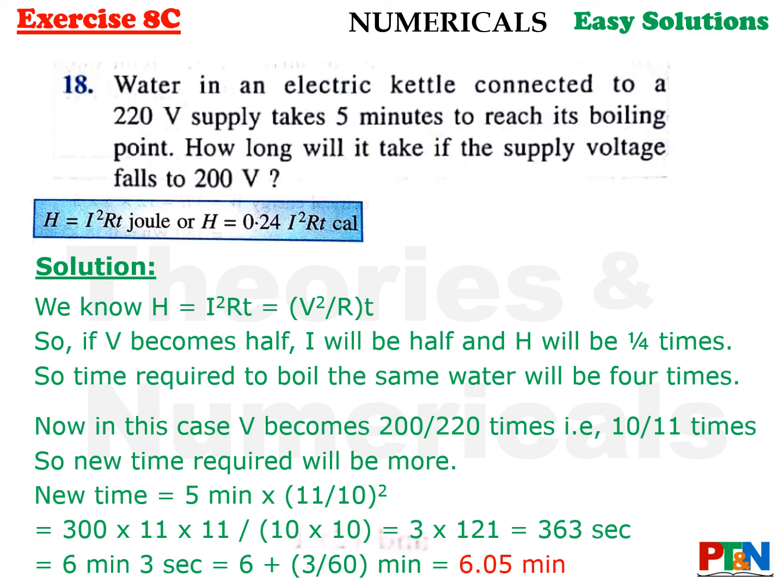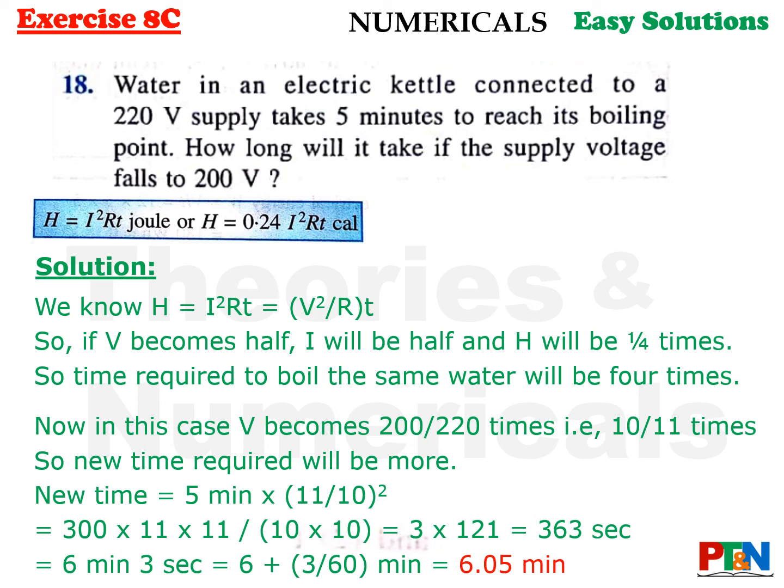of water. Now in this case, V becomes 200 by 220 times, that means 10 by 11 times. So time required will be reciprocal of square of that much times. So time required will be 5 minutes into 11 by 10 and square of that. That is 300 seconds into 11 into 11 by 10 into 10. We put the values, do the calculation. So what we get is 363 seconds. That means 6 minutes 3 seconds.